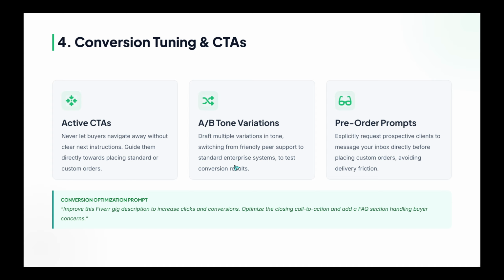Then review for clarity, professionalism, and persuasiveness. Try a prompt like, "Improve this Fiverr gig description to increase clicks and conversions," and implement the best suggestions. With these steps, you'll craft a description that stands out, gets found, and turns views into orders.